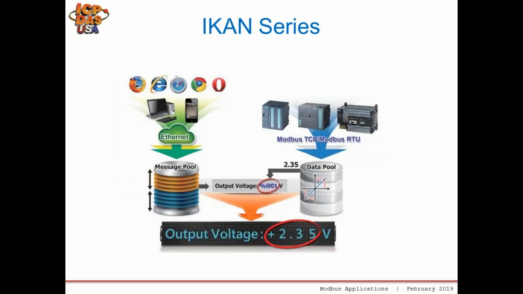Here's an example of what our IKAN would do. It is programmed with a series of messages, and within those messages you can include Modbus data acquired from Modbus RTU or TCP slaves. In this example, output voltage would be the message, and then the variable would be the plus 2.35 volts from one of the Modbus RTU slaves. Or you can use this with a temperature meter to say the temperature inside is, and then use the Modbus RTU variable as the temperature. And you can use this for airports or factory or production environments.